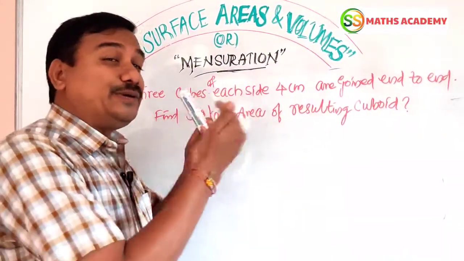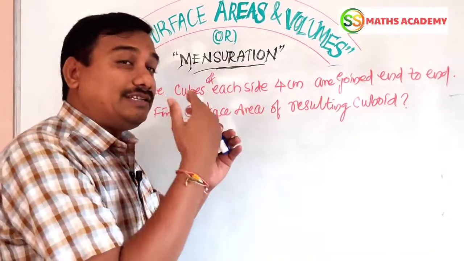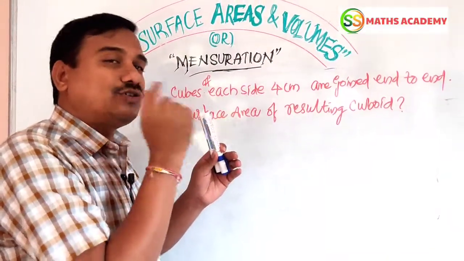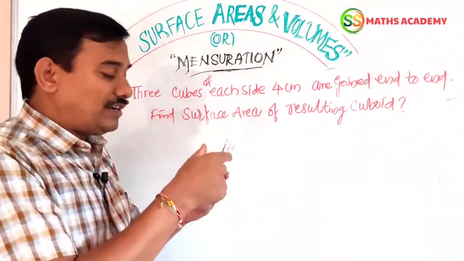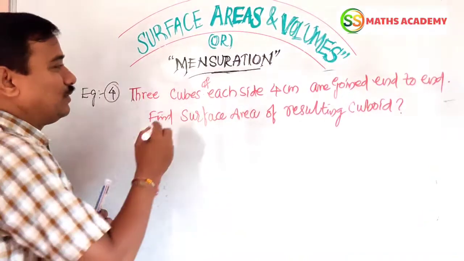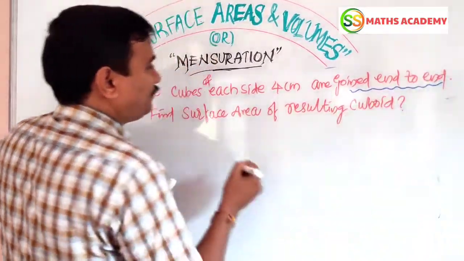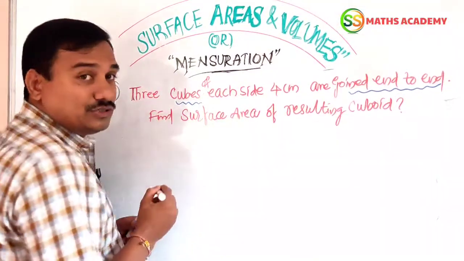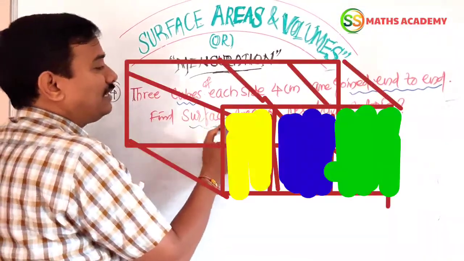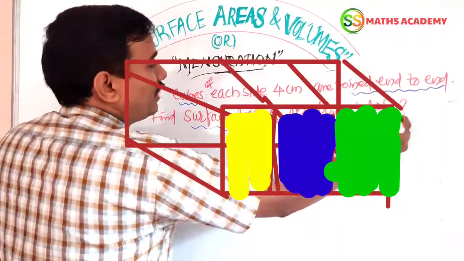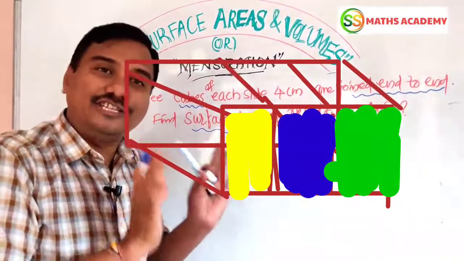Cubes are joined end to end. 3 cubes are joined end to end, then it will become like a cuboid. It is asking the surface area of the cuboid. What are the key points in this question? Chalo. Here, this is the keyword: join end to end. How many cubes? 3 cubes. Find the surface area of a cuboid. These are the 4 key points in this question.